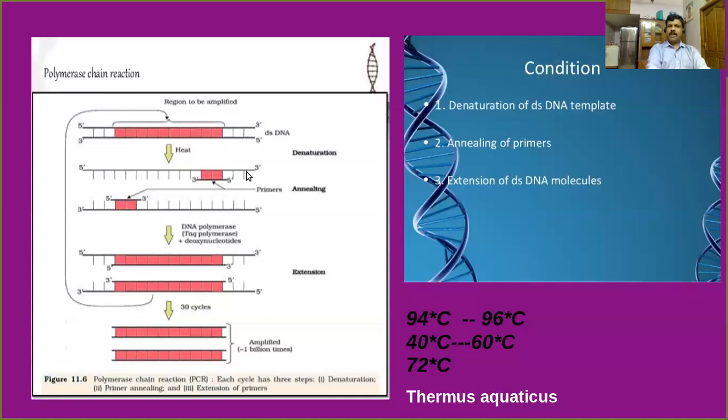Okay, dear children, the process of annealing occurs at a temperature like 40 degrees Celsius to 60 degrees Celsius. That is a suitable temperature for annealing. Is it clear? If they are getting suitable conditions, what will occur? The third step will occur. What is the third step? Extension of the double-stranded DNA molecule. That means, dear children, listen all of you, these primers should extend with the help of nucleotides present in the system.